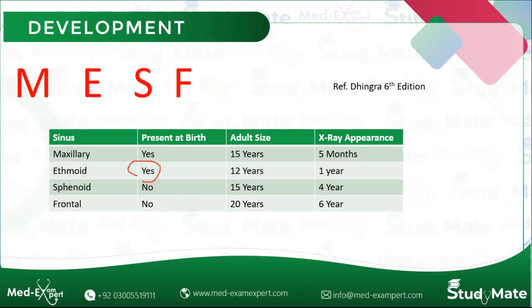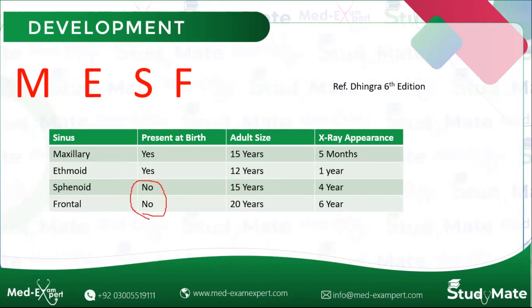Ethmoid sinus reaches adult size by the age of 12 years and it appears on the X-ray by the age of 1 year. Sphenoid and frontal sinuses are absent at birth.